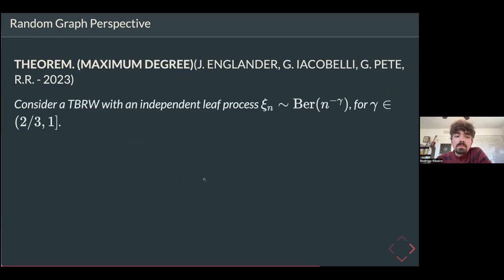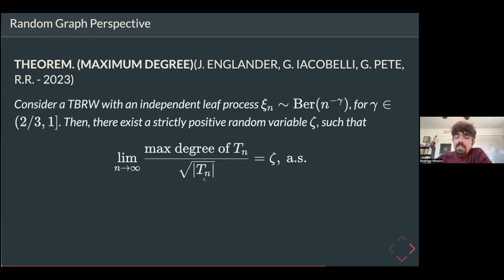And about the maximum degree, it's also of order square root of the number of vertices that you have. So the maximum degree of Tn is of order n to the power of 1 minus gamma divided by 2. And this random variable here, zeta, is positive with probability 1. So this is the right order. So any questions?